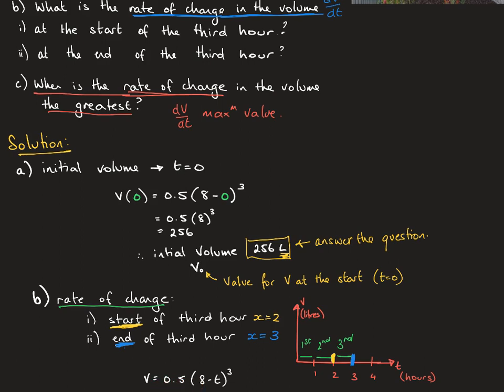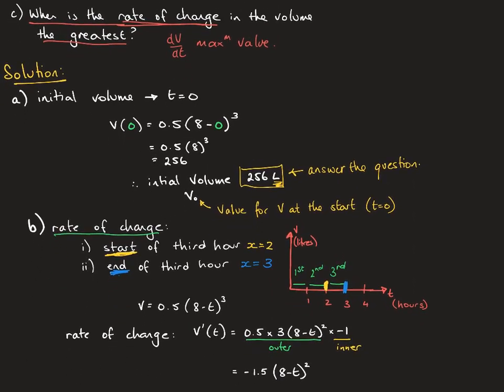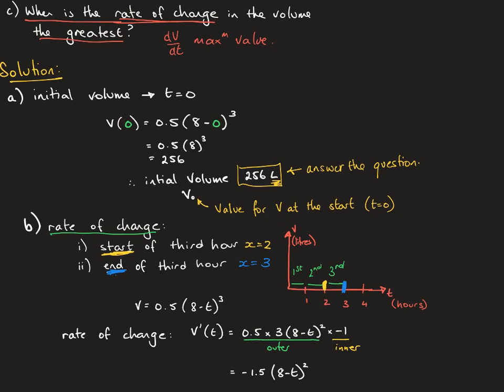So the first thing we need to do is collect the V value to find the derivative. Now this is in fact a chain rule because you've got a function inside a larger function. So our inner function is 8 minus t and our outer function is this to the power of 3 function. So we do the derivative of the outer with the inner still as it stands and then multiply it by the derivative of the inner.